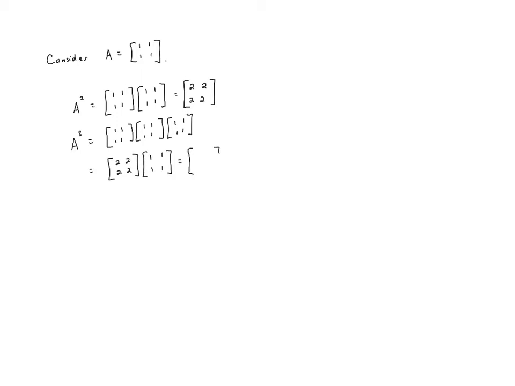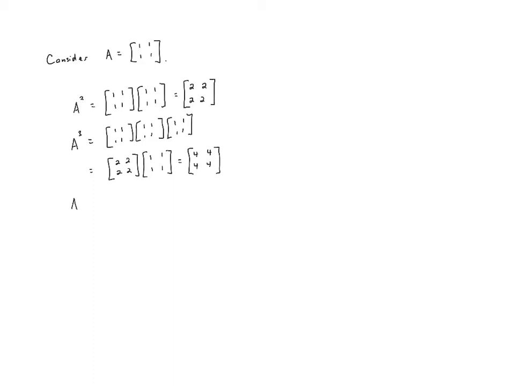When we look at the inner products, for the first element, which is in the first row and the first column, we take the inner product of the first row and the first column. That gives us 2 times 1, which is 2, 2 times 1, which is 2, and 2 plus 2 is 4. And if we go through and look at all of the other inner products, they're going to be the same. So A cubed is going to be the matrix with elements 4, 4, 4, and 4.